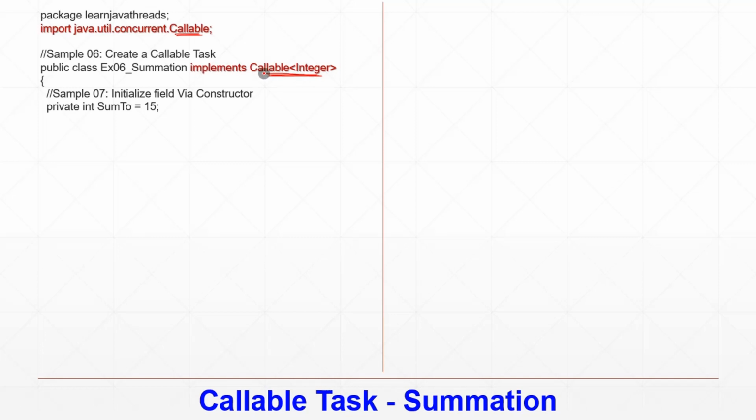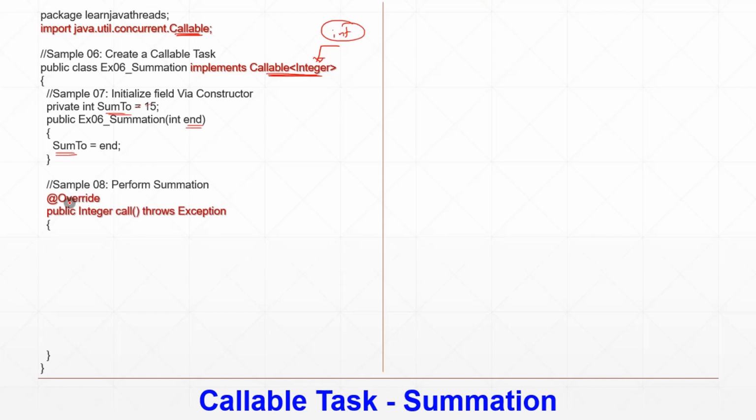So it implements Callable, and Integer is the generic. Callable is a generic interface. So using this generic, we are stating that it will return an Integer type. Here we have an internal member sum2. No need to initialize it because we have a constructor. In the constructor we take the end and we initialize our internal member through the constructor. Sum2 is end.